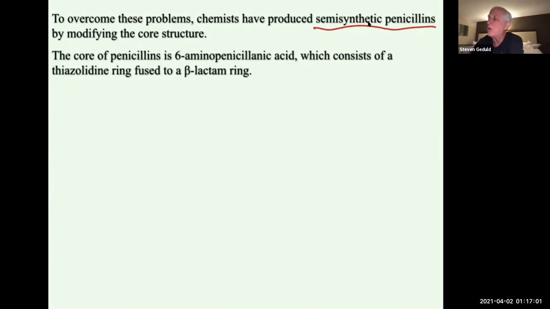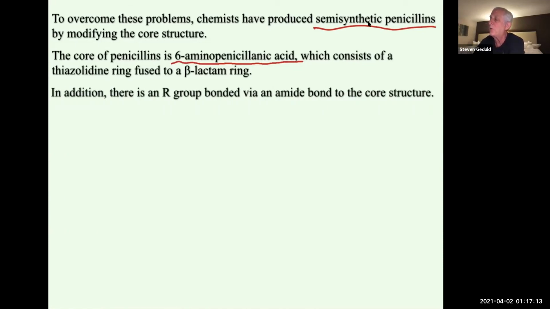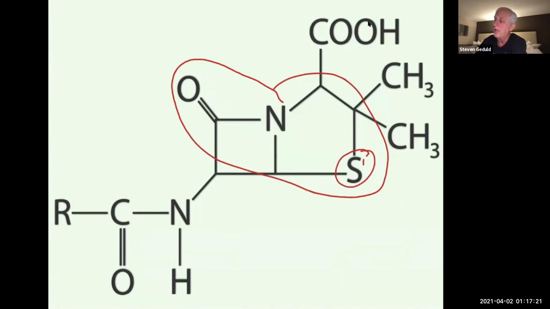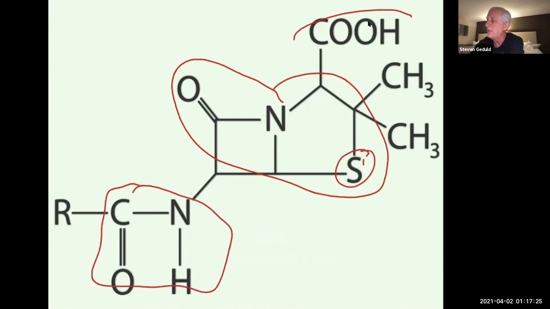The core penicillin is called 6-aminopenicillanic acid. It consists of a thiazolidine ring, so it has a sulfur atom in it, and it's fused to a beta-lactam ring. There's an R group that's bonded by an amide bond to its core structure. So here's your ring structure right here, it's a double ring. There's your thiazolidine with the sulfur, and here's your amide, and your carboxylic acid. This R group here, that's what we change.